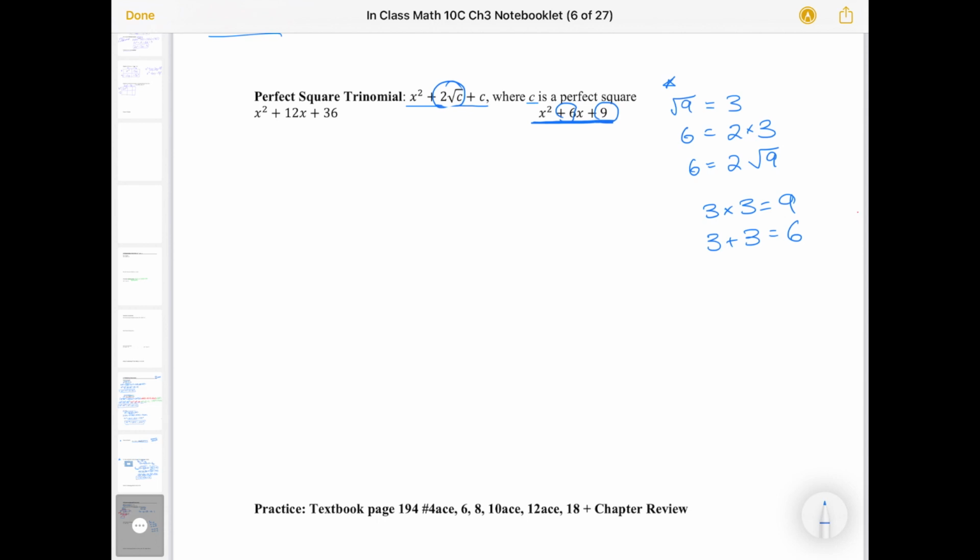So 3 is my special number. I've got x plus 3, x plus 3. Okay, well, I can simplify this even more, because x plus 3 times x plus 3 is x plus 3 squared, right? It's a perfect square trinomial. When we factor it, it's just one factor squared.